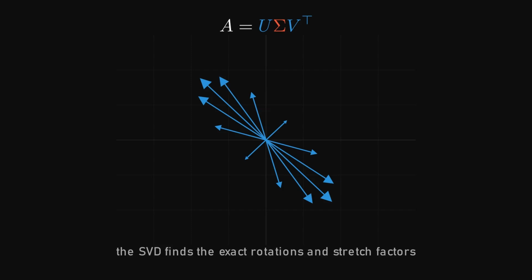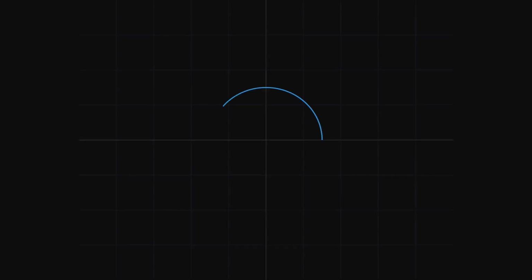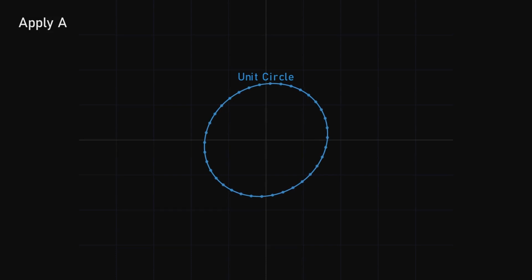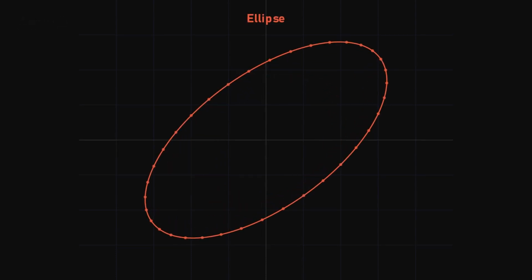Here's the picture that makes it click. Take the unit circle, multiply every point by A and plot where they land. Then trace an ellipse. And that ellipse is the SVD made visible. The axis directions came from U. The axis lengths are the singular values from sigma. The original directions that stretched into them came from V.